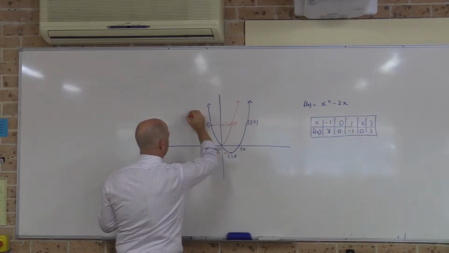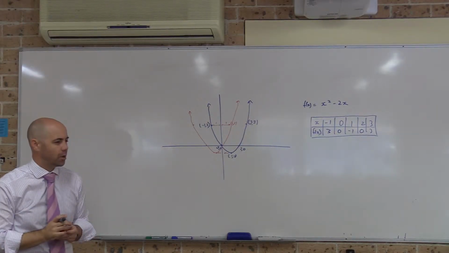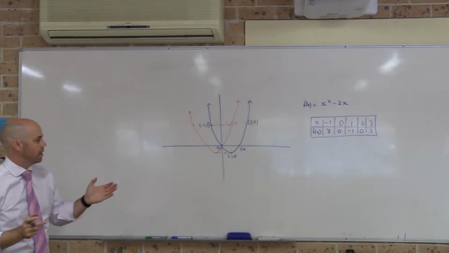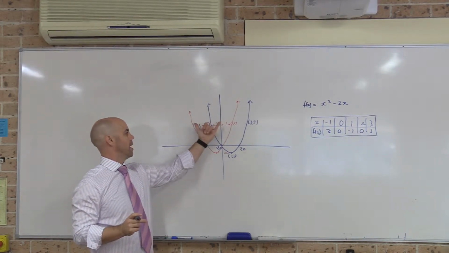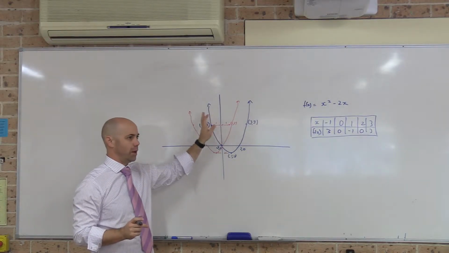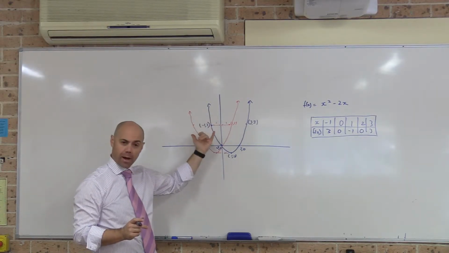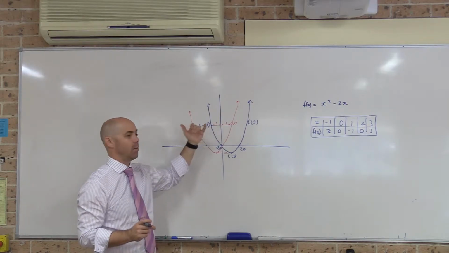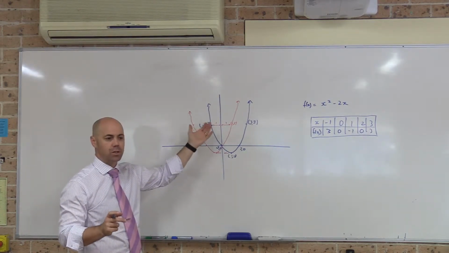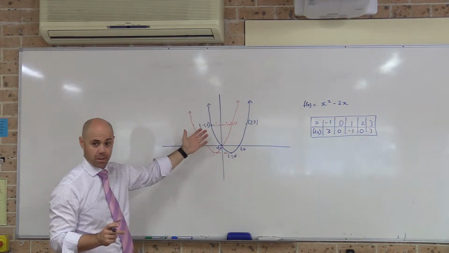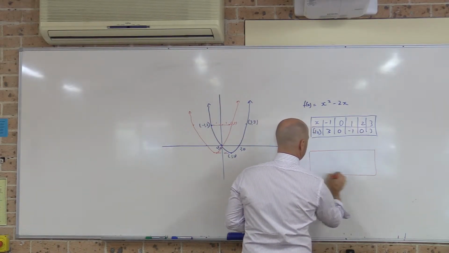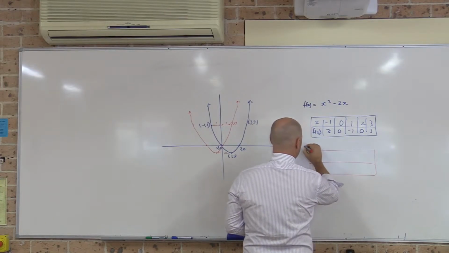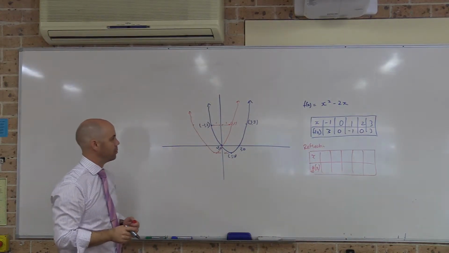Not the greatest drawing, but that's kind of what it is. So I've reflected it, and you see that everything on this side, we've just flipped it round. What was on the left-hand side of the y-axis is now on the right, and what was on the right is now on the left, but still the same distance from the y-axis. Make sense?